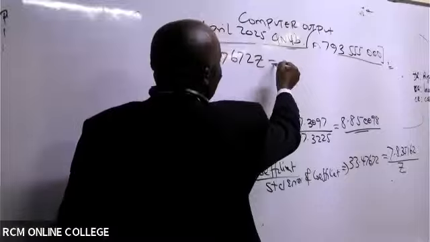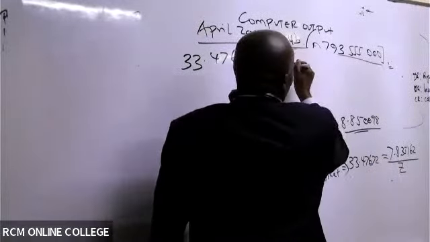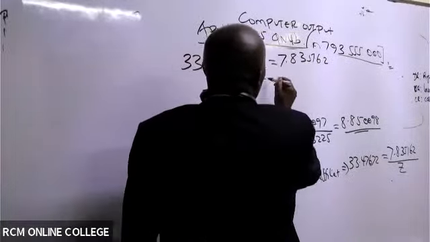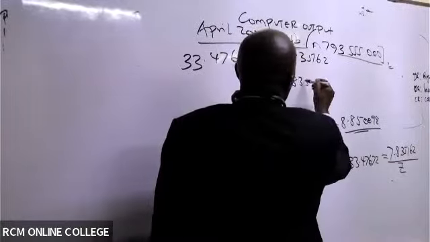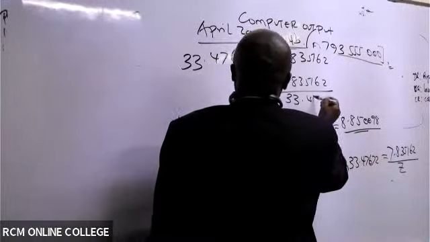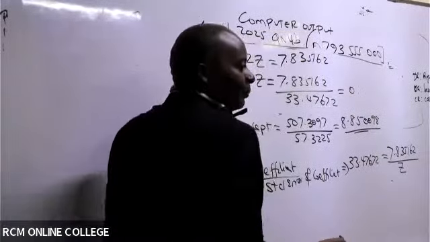So we are making Z the subject of the formula. So I'm bringing this Z, isn't it? Z equals 7.835162. Therefore, Z will be 7.835162 over what here, somebody? 33.47, like that. Which ended up giving you guys what figure?